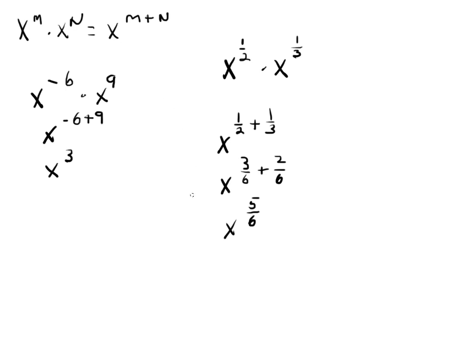So to review, when you have two expressions that have the same base, x to the m times x to the n, you're going to take the common base of x in this case and simply add those exponents. Again, this is a rule you're going to use frequently and you must memorize.